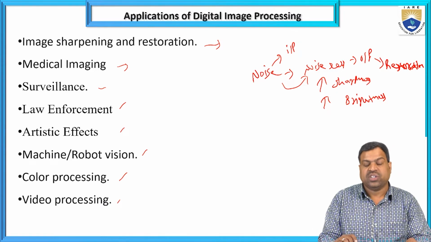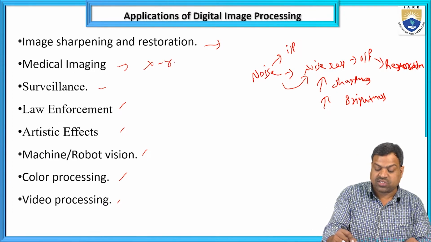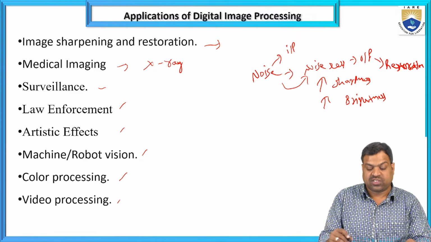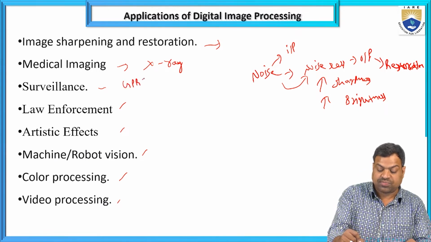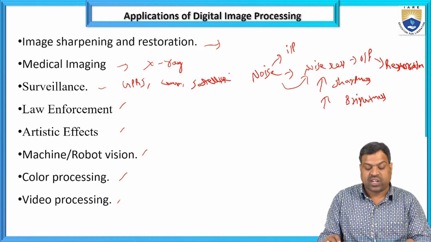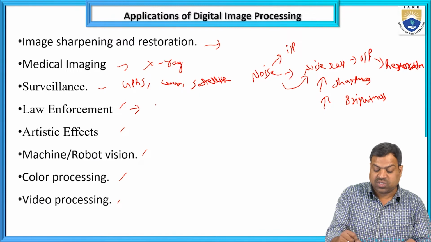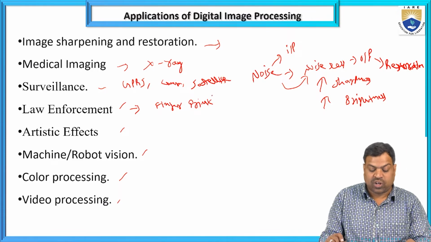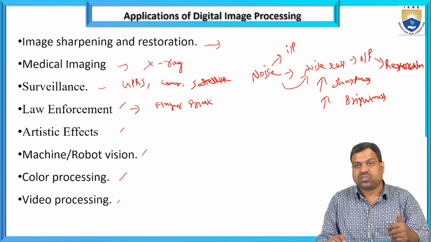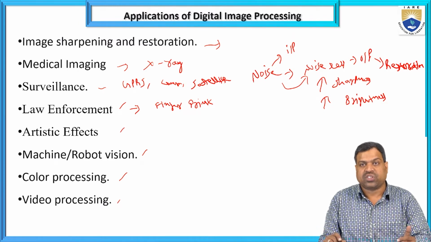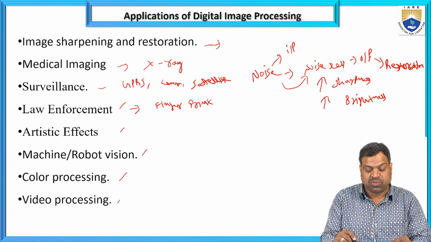Next, medical imaging. Medical imaging means, in the medical field, X-rays are the best example for image processing. And surveillance. Surveillance means you are using GPS or drone cameras or satellites. Through satellites, we can do surveillance of the earth. And law enforcement. Law enforcement means fingerprints. Suppose for some person the thumb impression or fingerprint is 50% matching, I have to convert it to 100%. Is it possible? Yes, it is possible with law enforcement.